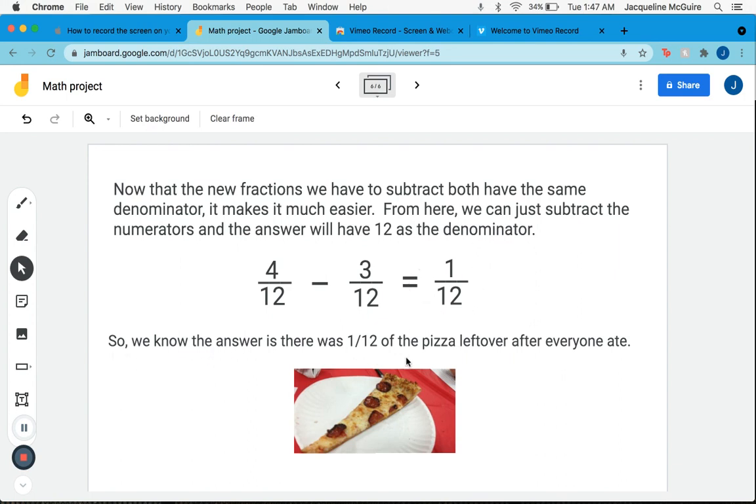So in putting it back to the pizza problem, we know the answer is there was 1/12 of the pizza left over after Sam and his friends all ate.